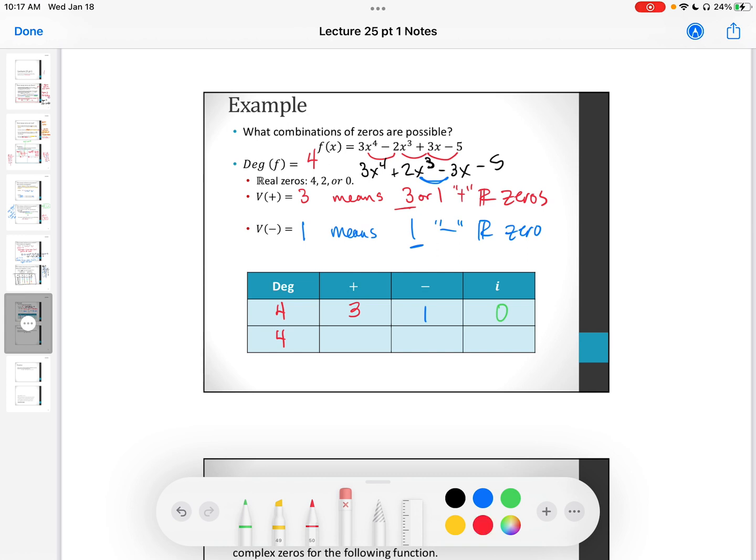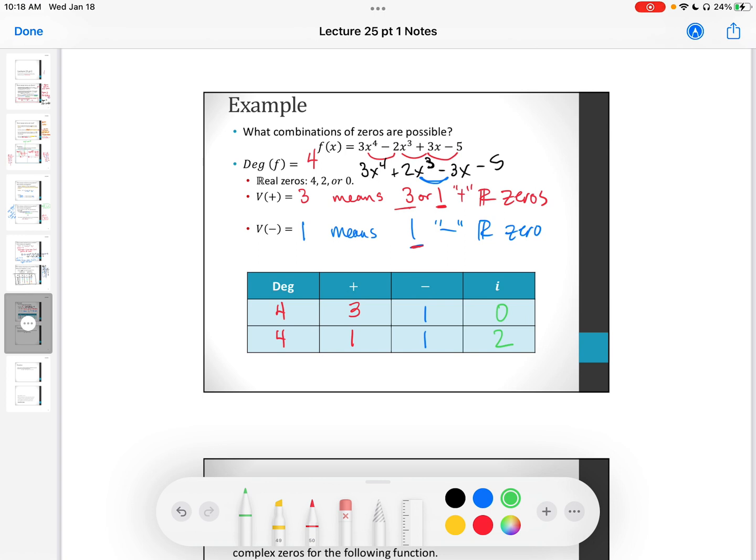Okay, next option. I can't do 3 again, because 3 and 1 is the only possibility. So the next possibility would be 1 and 1. So I could go 1 positive, 1 negative. How many complex would I need to get to 4? Well, 1 plus 1 is 2, so I would need another 2.